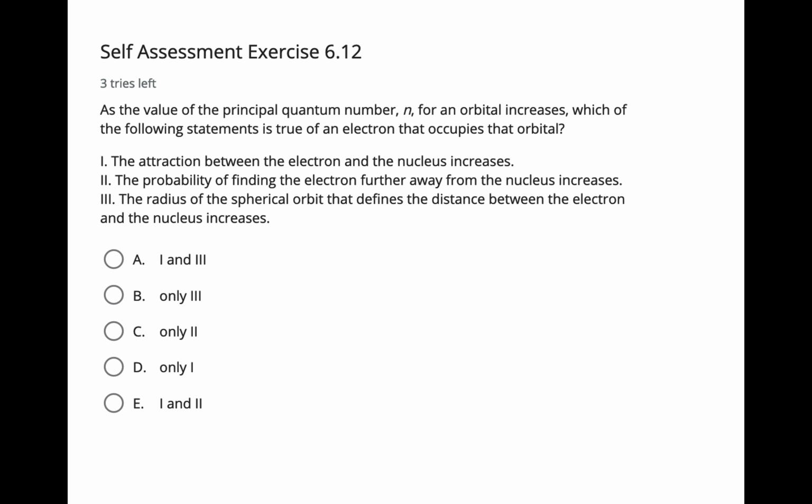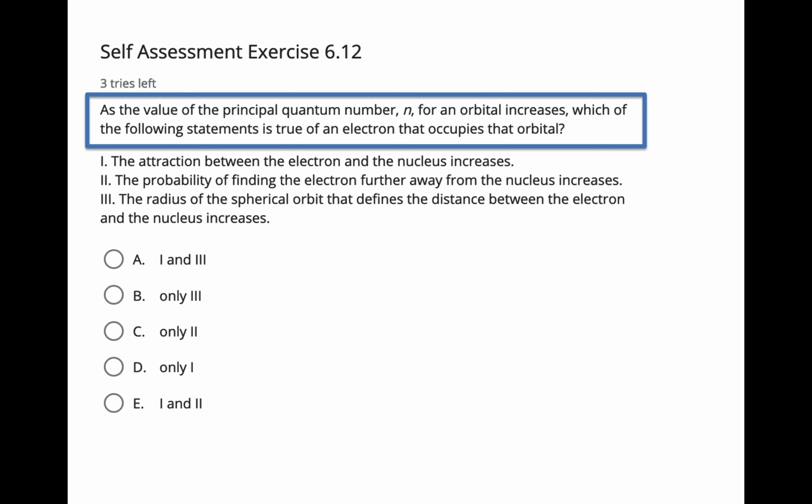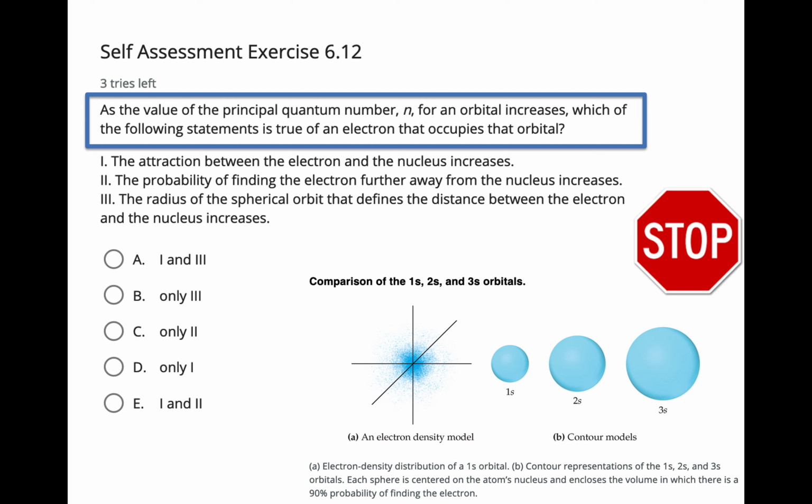Here's another self-assessment question from the chapter. As the value of the principal quantum number n for an orbital increases, which of the following statements is true for an electron that occupies that orbital? Take a second, read through the choices. I think this one, in order to answer it, is coming back to what these different representations are describing. Give that one a try.